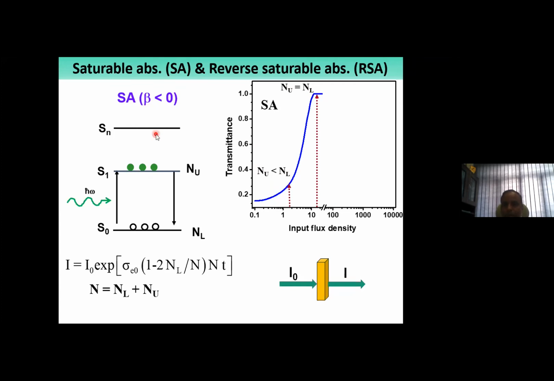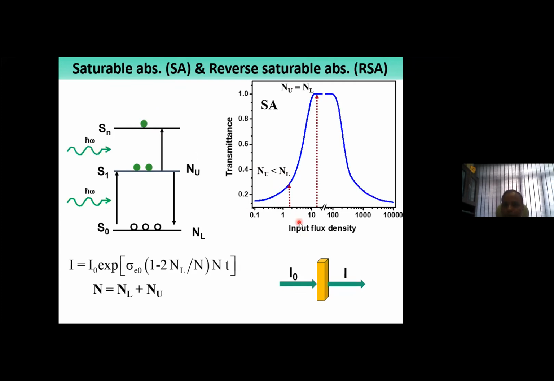Now, if the process further continues, if you keep pumping with higher flux densities, you can just see the graph. What will happen? There is a possibility that excited state absorption might take place. This excited state absorption will take some molecules from the first excited state to some higher state with further absorption of photons. In that way, the population here will start reducing. Again, you will see the transmitted intensity coming down as a function of flux density, and this process we call reverse saturable absorption, and you get a sign of beta which is positive.